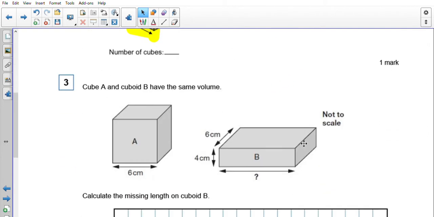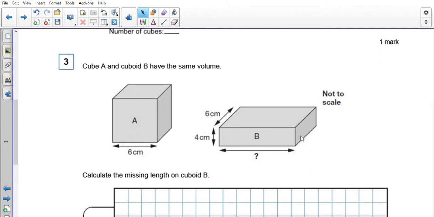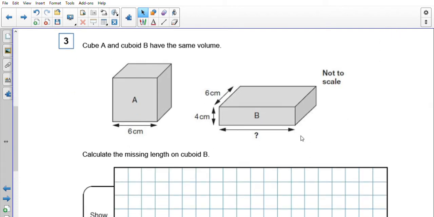Okay, cube A and cuboid B have the same volume, so we need to calculate the missing length on cuboid B. Now, initially when you look at this question, you might think, hang on, I don't have enough information here. Well, you do, because you're told that A is a cube, and that means you only need one length to be able to work out the volume.